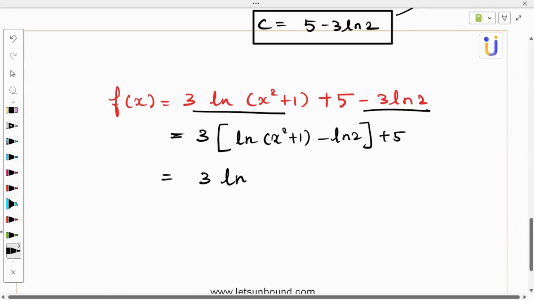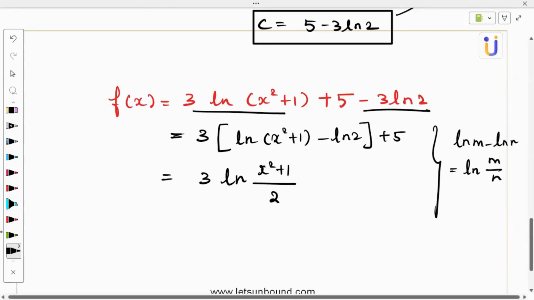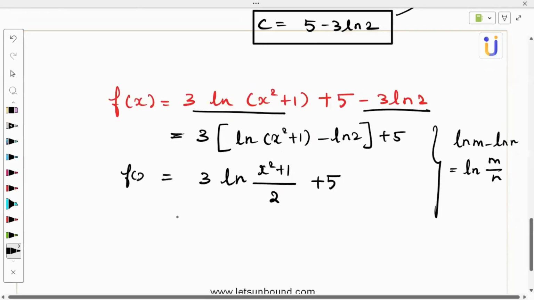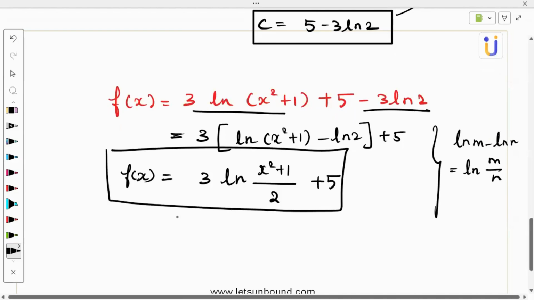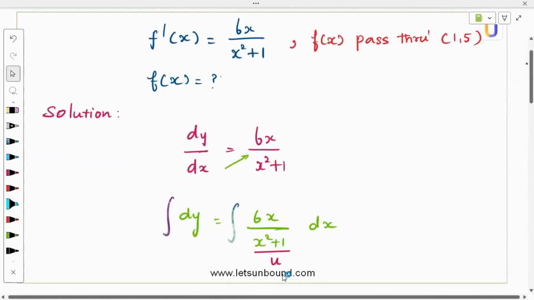So ln m minus ln n, that difference rule will give ln of x square plus 1 by 2. This is the rule I have applied: ln m minus ln n equals, if you want to condense this, ln m by n. So that's simple. We have simplified this, and this is the desired f of x, in complete form. Yeah, thank you for listening. Let's meet in the next video.